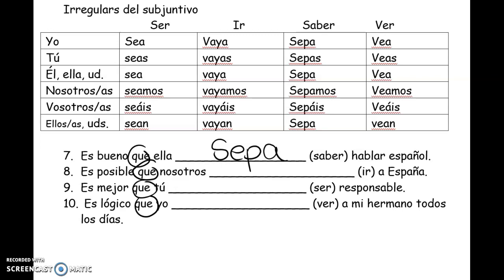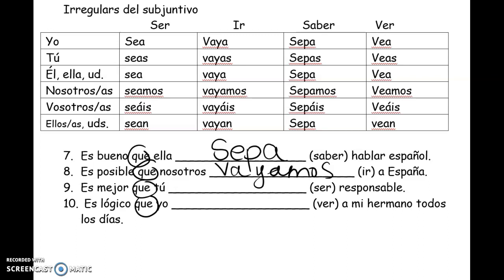For number 8, es posible que, I'm going to use ir for nosotros. So vayamos. Es posible que nosotros vayamos a España. It's possible that we go to Spain, or it's possible that we will go to Spain.